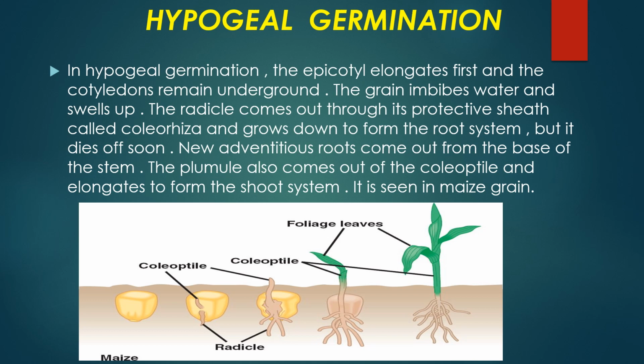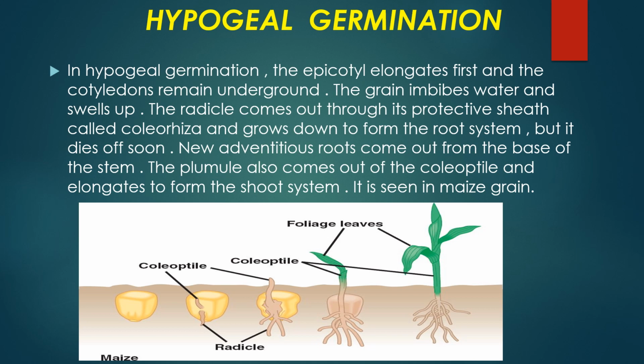What is coleoptile and coleorhiza? Both are protective sheaths. The coleoptile is a protective sheath above the plumule, covering the plumule. The coleorhiza is a protective sheath covering the radicle. So a protective sheath around the radicle is a coleorhiza. A protective sheath around the plumule is called a coleoptile. The coleoptile and coleorhiza are present in the maize grain.